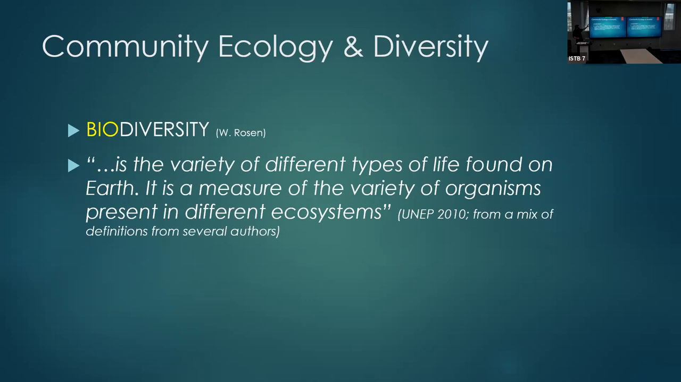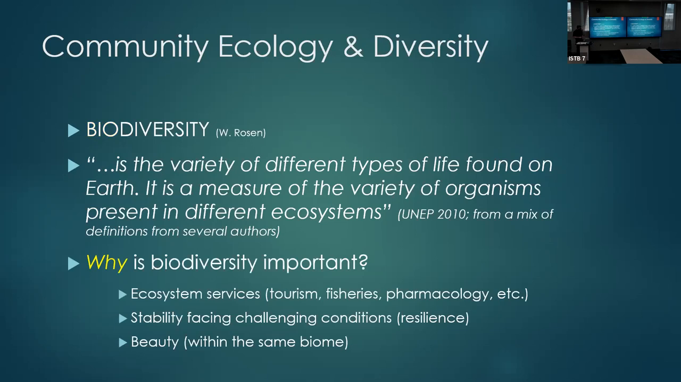Introducing diversity first, I understand diversity from the biodiversity concept of Rosen and others: a variety of different types of life found on Earth. This is the definition by the United Nations in 2010, and it's the one that appears, for example, in Wikipedia. They took several authors and tried to condense all the different concepts of biodiversity from physiology, ecology, etc. And something important to communicate is, why is this important? Why would we keep biodiversity in the world?